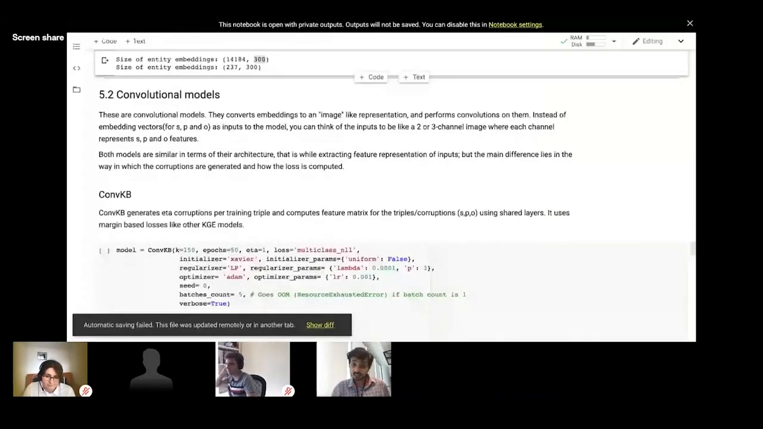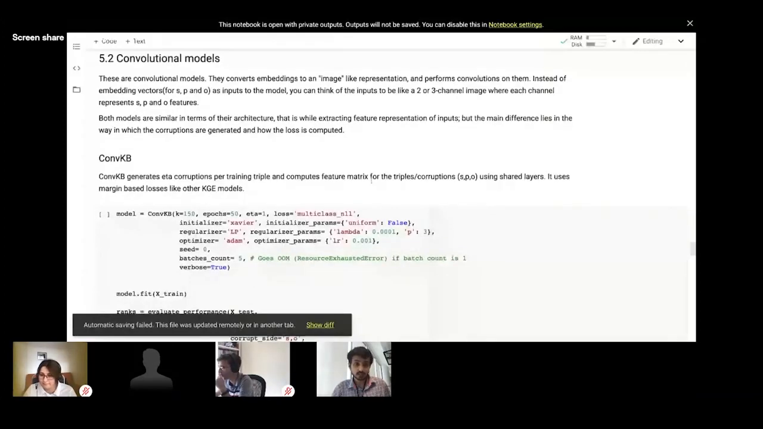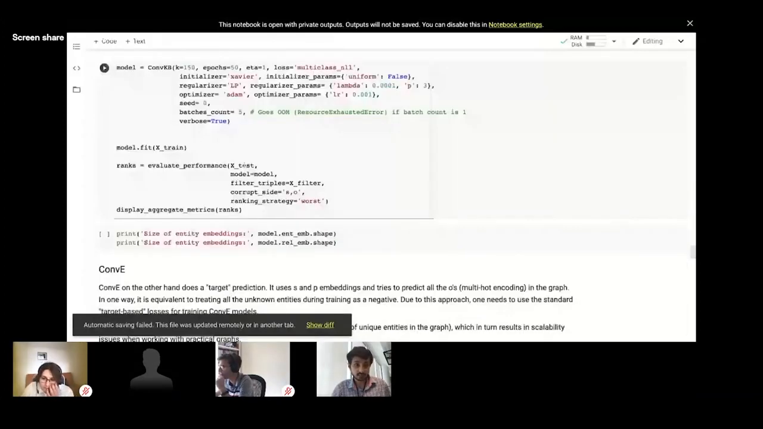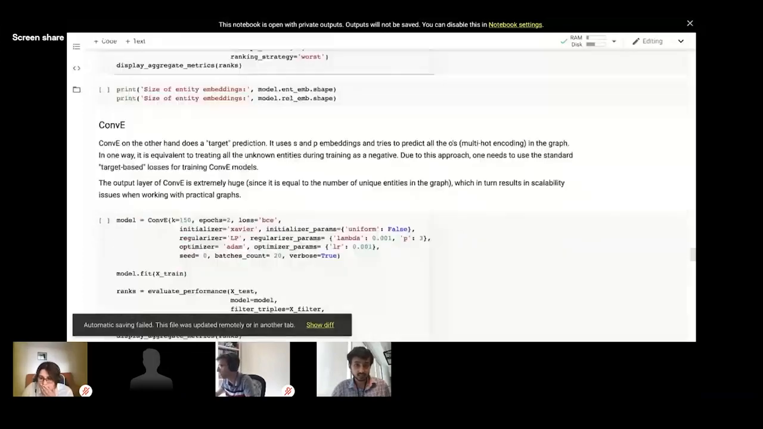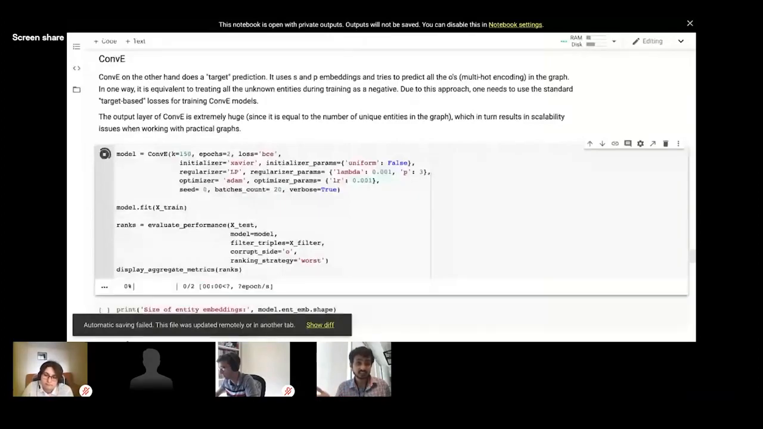So convolutional models convert it to images, as in it just reshapes the embeddings to a 2D structure and then performs convolutions on it. I'm not going to run ConvKB because again, it takes time. You can run it and check later. So let me just run ConvE. If you look at the leaderboard on these traditional benchmark data sets, ConvE performs the best. So it's the topmost there.